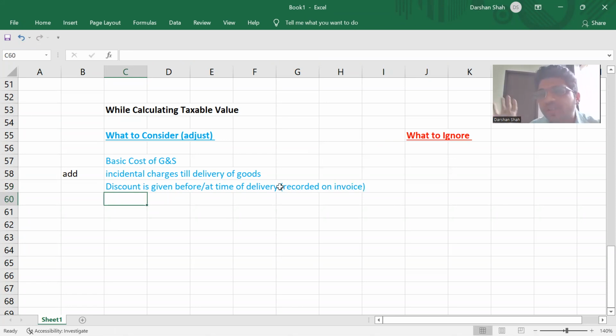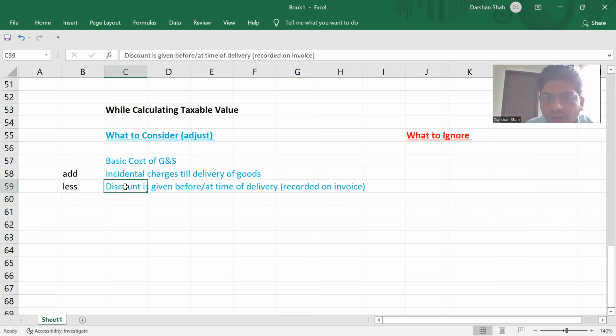If it is just given as a trade discount, or just given as a book adjustment, it happens sometimes. If I'm a regular customer, I'll say you give 5% discount to all your customers, but I am a regular customer, I need 2% extra discount. Now this 2% extra discount is not shown in the invoice. It is a trade discount, correct? So that trade discount I will ignore. I am only going to adjust, and adjust means discount will be deducted.